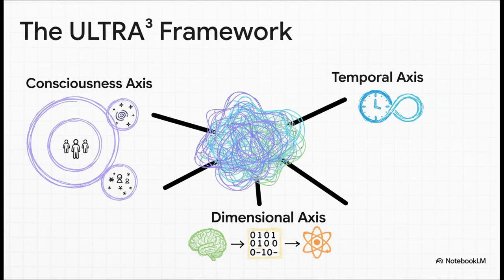This new language works inside a cognitive model called the Ultra 3 Framework, and its whole job is to completely dismantle linear thinking. It works on 3 axes. First, the temporal axis, which views past, present, and future all at once. Second, the dimensional axis, which sees ideas existing in biological, digital, and quantum forms at the same time. And finally, the consciousness axis, which decodes meaning at the individual, collective, and cosmic levels. It is a framework for a truly multidimensional way of seeing reality.